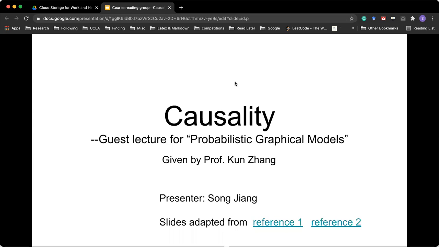from the observational data. But I remember last year when I presented the paper on causal discovery, it seemed that most of you were not interested in causal discovery. So today I will just present the causal inference part. If some of you are interested in causal discovery, maybe I can present it later. But today is only causal inference.